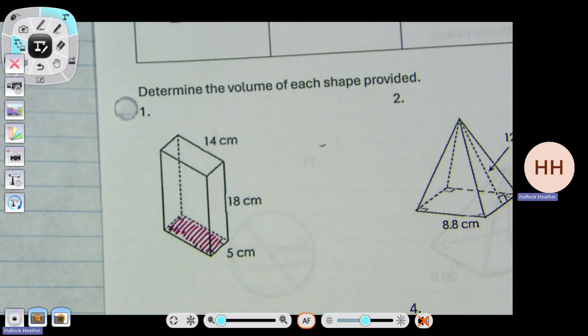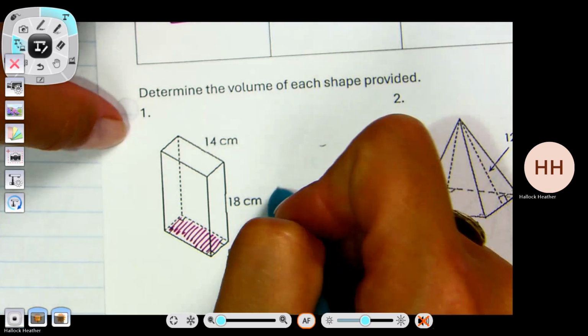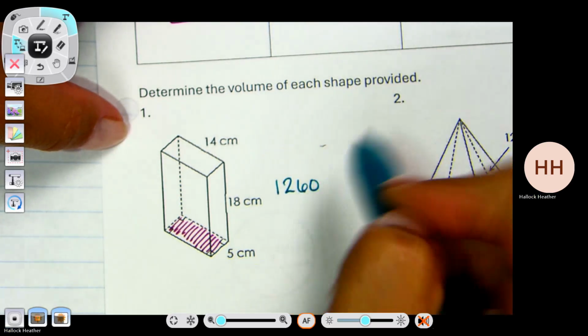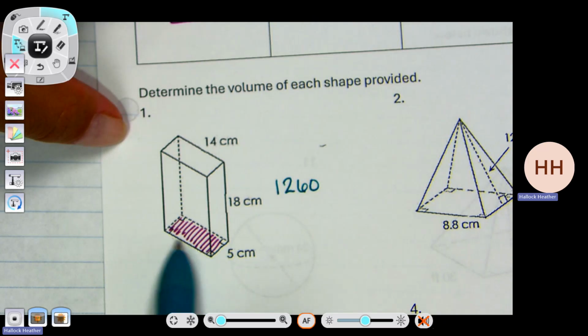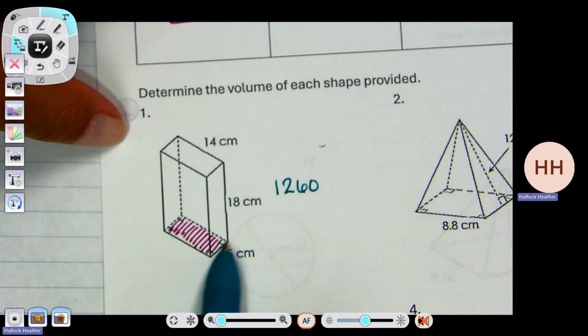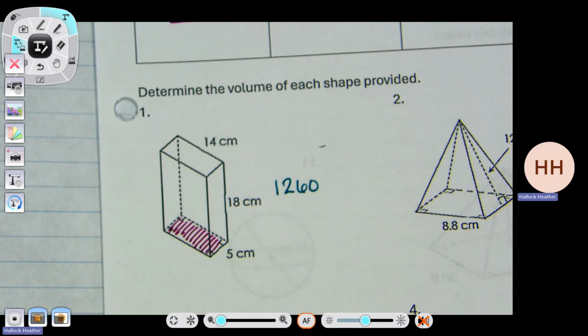What do we have for number 1? 1,260. Good, 1,260. I would use 5 and 14 for big B, and then you're multiplying by 18, which is the overall height of the shape. So it shouldn't be too bad yet. Now we're going to change it slightly.